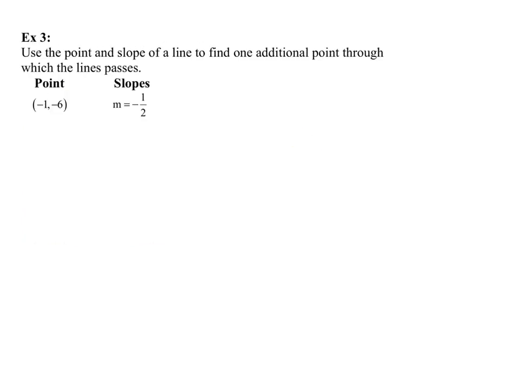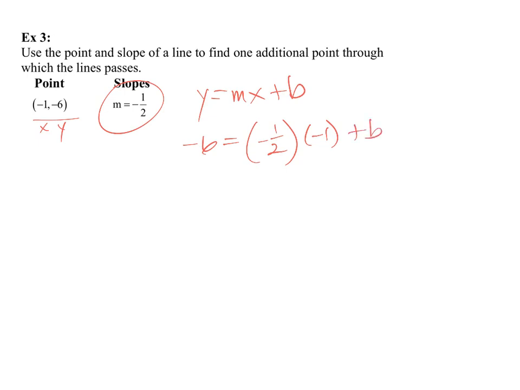Use the point and slope of a line to find one additional point through which the line passes. Well, recall that the equation of a line is y equals mx plus b. They give you the slope, and they give you a point. The point represents your x and y values, so let's plug all the information in. We have negative 6 equals m, which is negative a half, times x, which is negative 1, plus b. So I have negative 6 equals a half plus b.